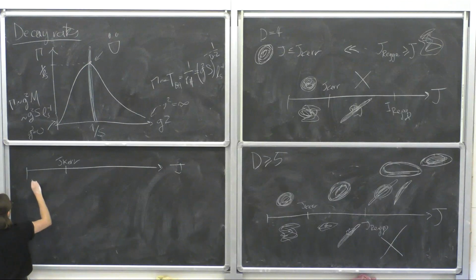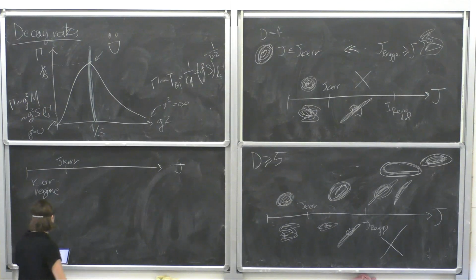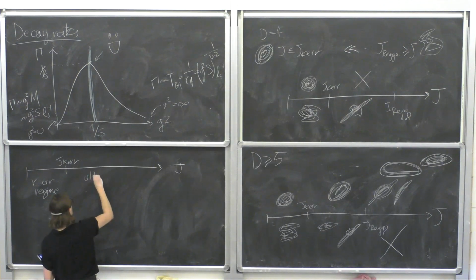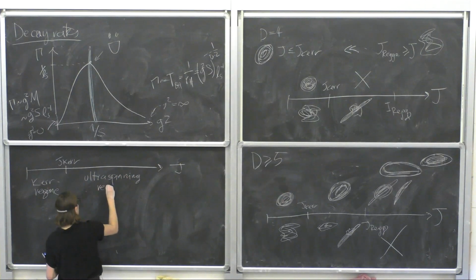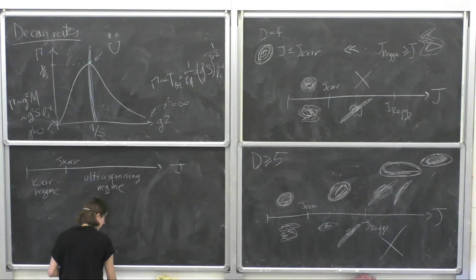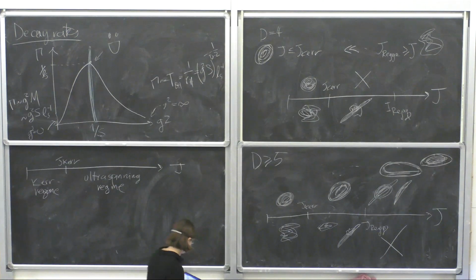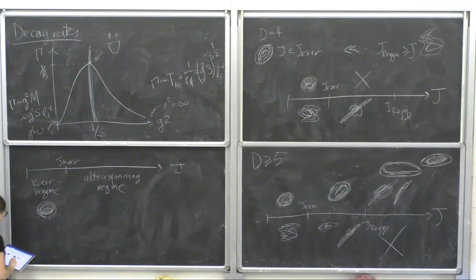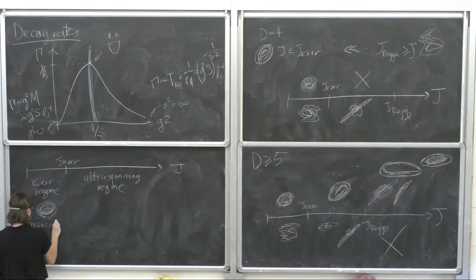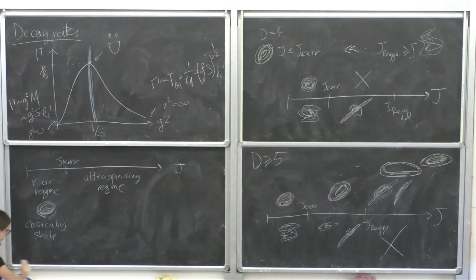And all that is until the Kerr bound is my Kerr regime. This is when the mass length is bigger than the spin length. And then everything to the right of here is the ultra spinning regime, where the spin length is bigger than the mass length. So here we have these roundish black holes. Well, these roundish black holes, they're classically stable. So that's all that I have to say about them.